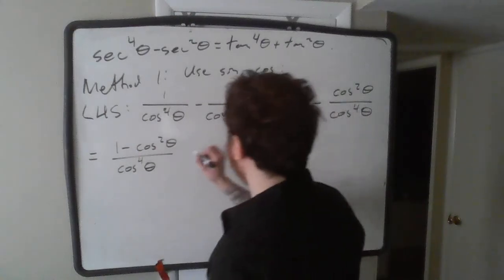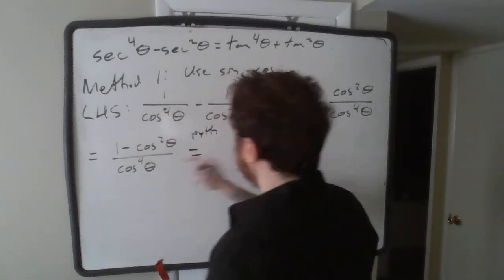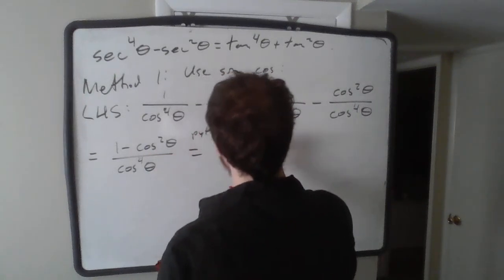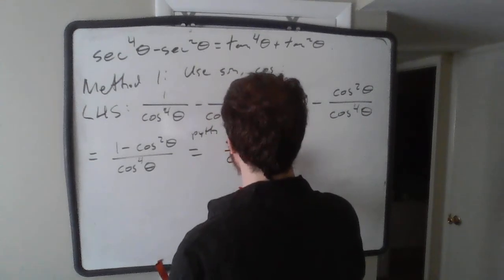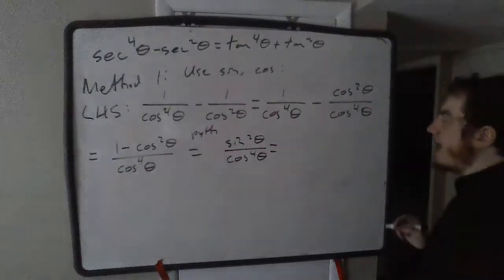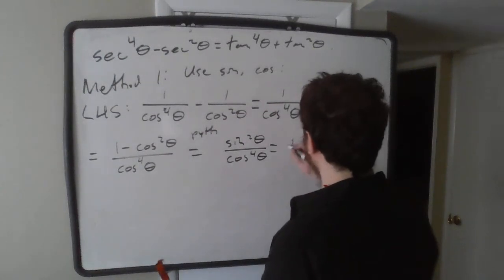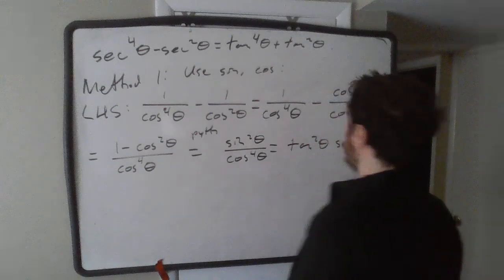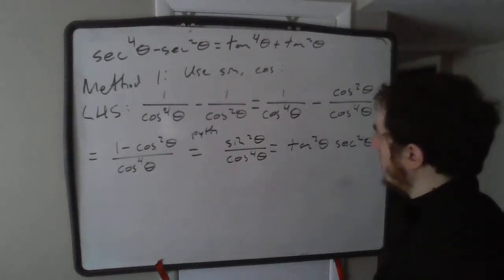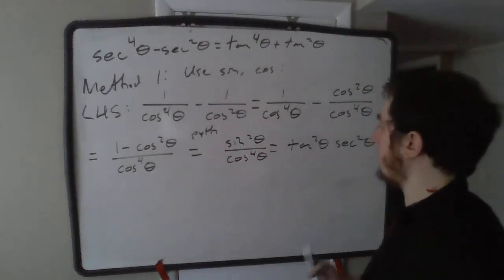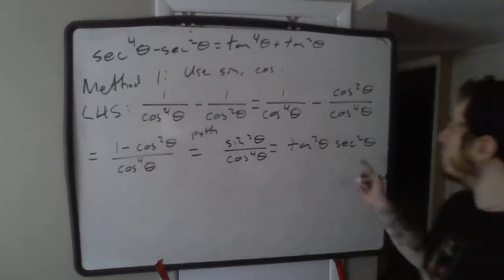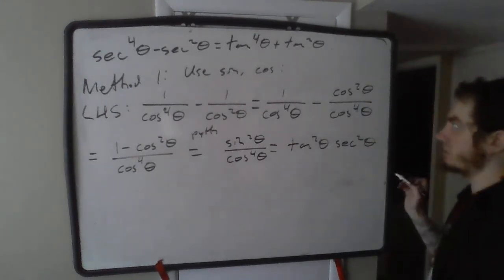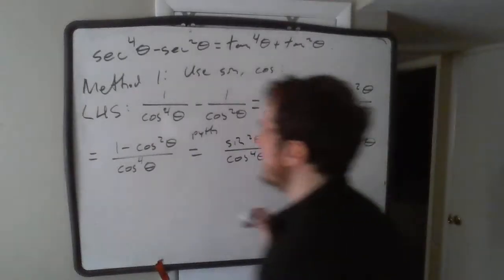And I can use the Pythagorean identity to say that 1 minus cosine squared theta is actually sine squared theta. So this becomes sine squared theta divided by cosine to the fourth theta. And that is going to be the same thing as tangent squared theta times secant squared theta. Although we may end up just caring about this form instead. Okay, now the thing is, I don't know that I can get much further with this particular form. So I'm going to start attacking the right-hand side now and see what I get.